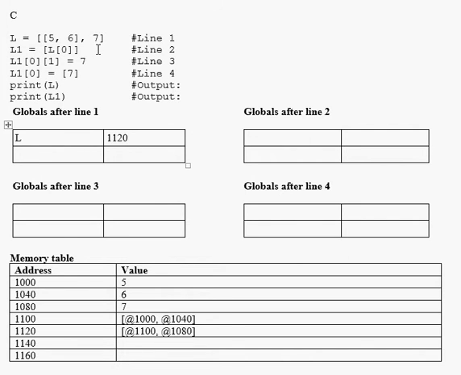Now let's switch to line 2. A very similar thing is happening. We first need to define a new list, and then we can make L1, a new variable, refer to it. Let's create this new list. Put it in 1140.